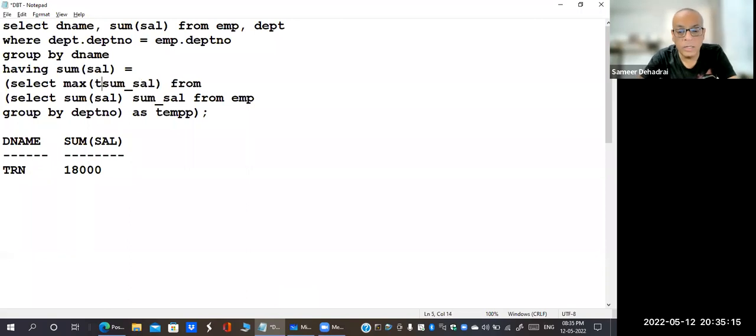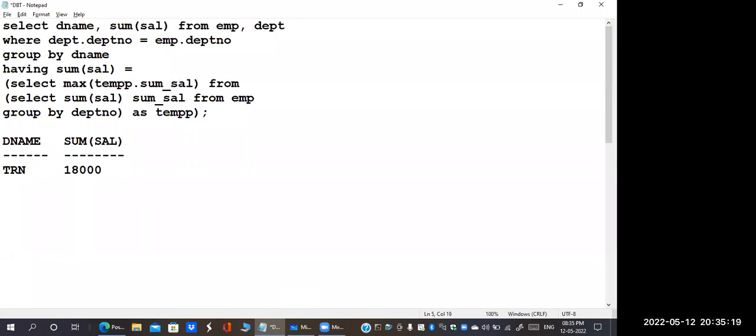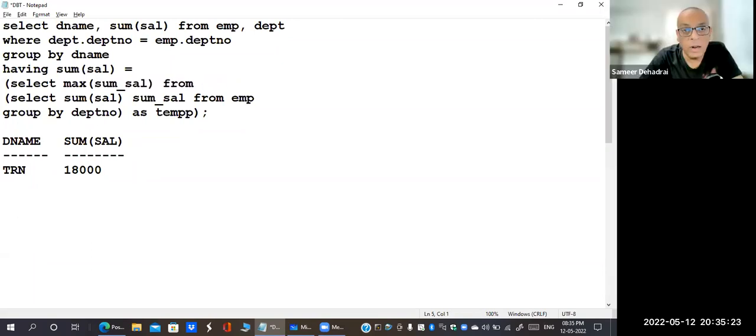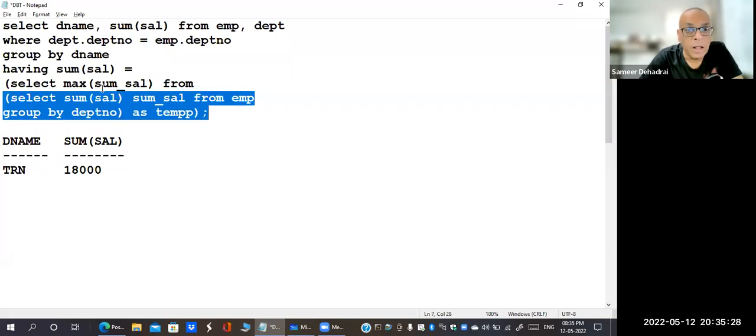Here we want to use temp. You can say select max from temp; if we write that, it gives us an error. Yes, it will give an error, no? Because this temp table exists only over here. After this, it doesn't exist.